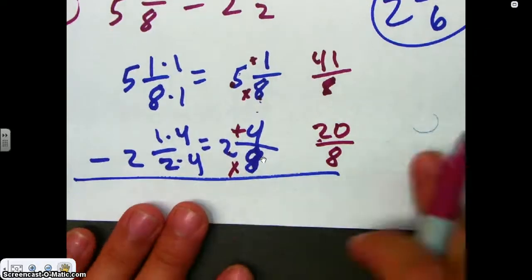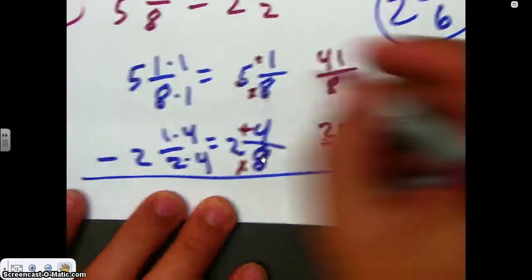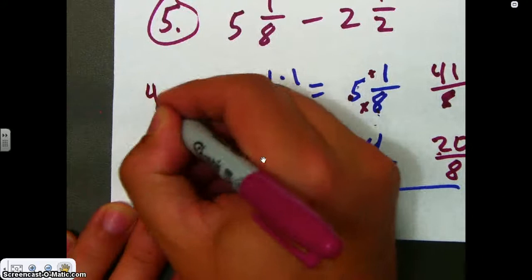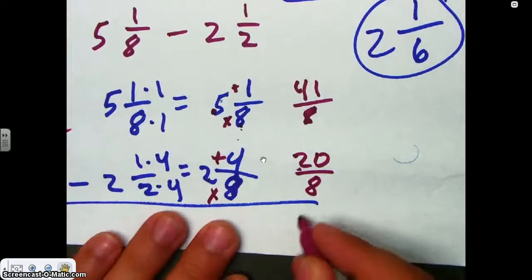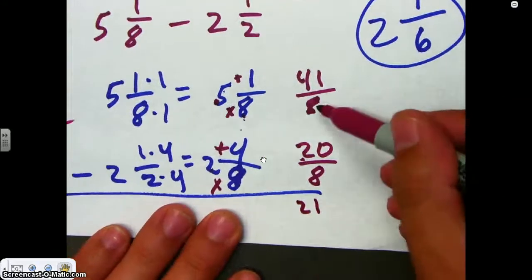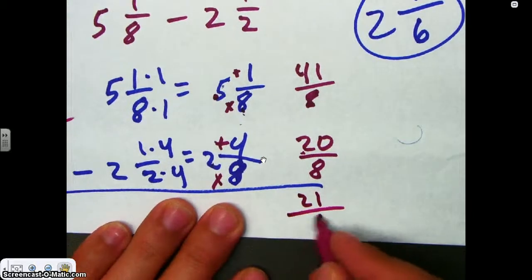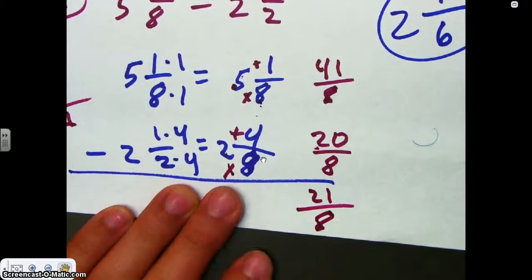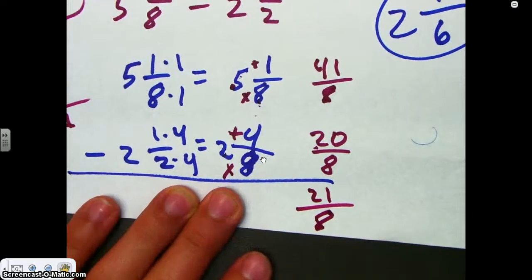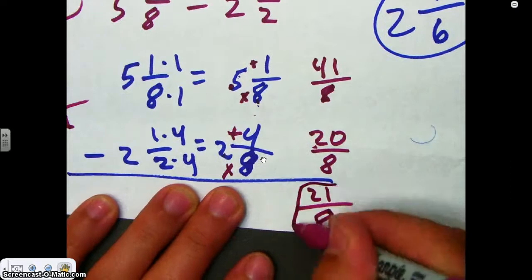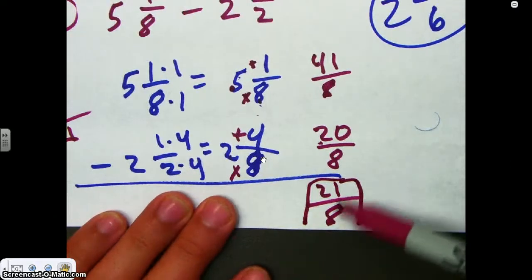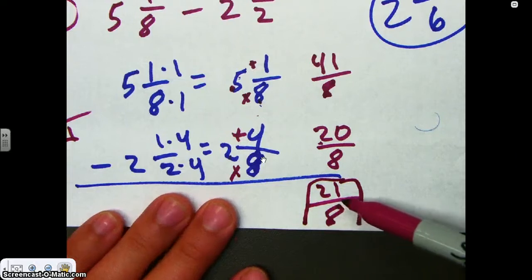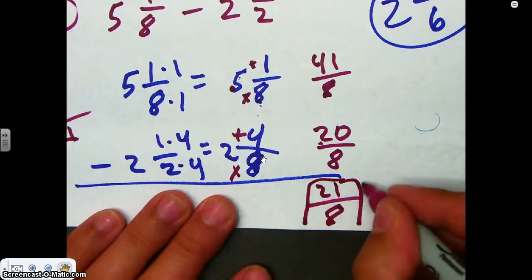So you just make them improper is one way to do it. 41 minus 20, I'll do it over here. You may just be able to do it in your head. Let's just do it here just to make sure. It's 21. And then the denominator always stays the same. Technically, there is nothing wrong with leaving a fraction improper. As long as you've reduced, that means you've divided by common factors, you can leave it improper. So this is technically correct.